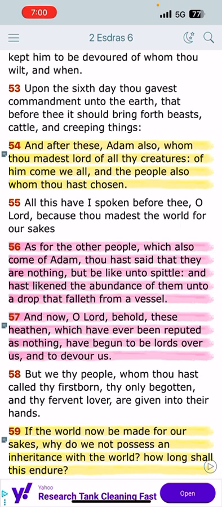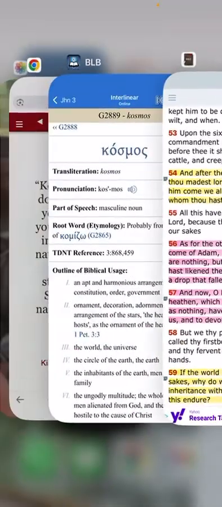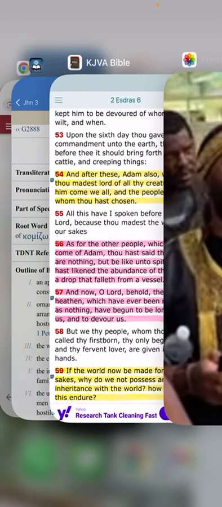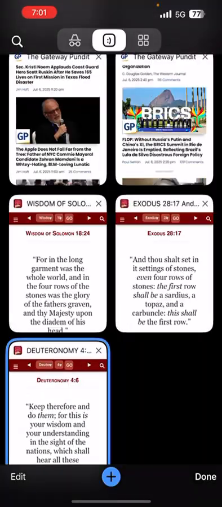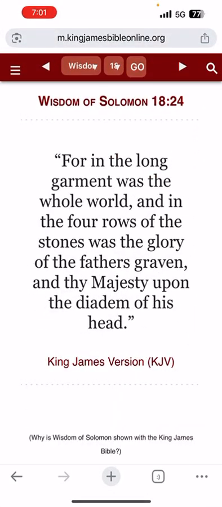All right. Let's go back to this video and show that harmonious arrangement. Then I'm going to close it out with this one. This isn't meant to be a long message, because we all know this, but this is just going back to give a visual on it. This is Wisdom of Solomon 18:24. It says, for in the long garment was the whole world, and in the four rows of the stones was the glory of the Father's graven, and thy majesty upon the diadem of his head. So the whole world was in the garment.